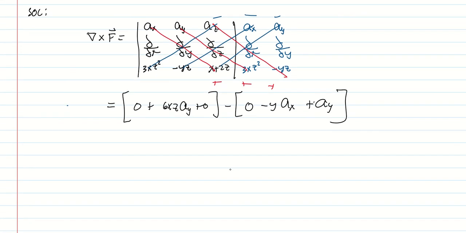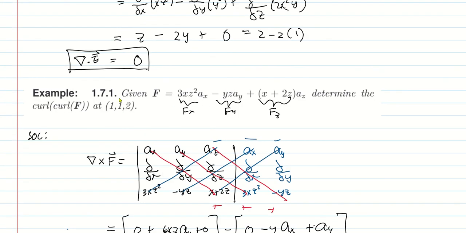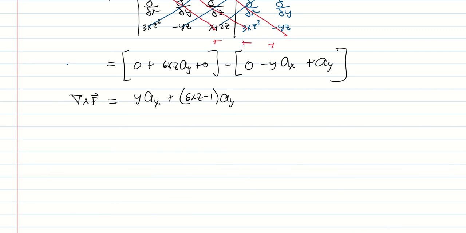Then simplify this. So for the x component, we have negative, negative, so positive ax. For the y component, we have plus 6xz and minus 1, for the y. And we don't have a z component here. So this is the cross product. Then we take again the cross product of this one because we want to determine the curl of this again. So the cross product of the cross product of del and f.